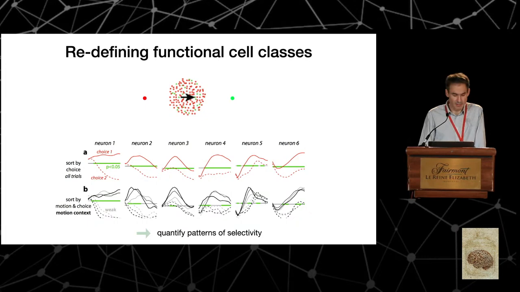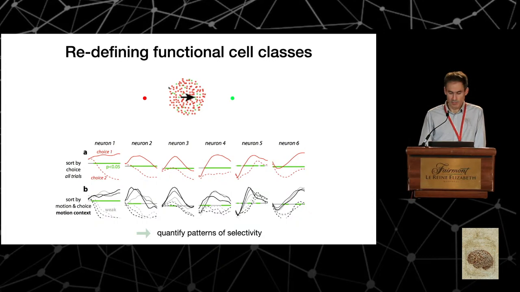A number of studies have addressed this question recently, and I'm going to illustrate the type of approach that has been developed, based on the context-dependent decision-making task. The way these approaches work is that for every neuron, they start by quantifying the selectivity to different task variables, and the simplest way to do this is a linear regression. In this task, there are four task variables: motion, color, choice, and context. And so for every neuron, we have four numbers which quantify the selectivity to these four task variables.